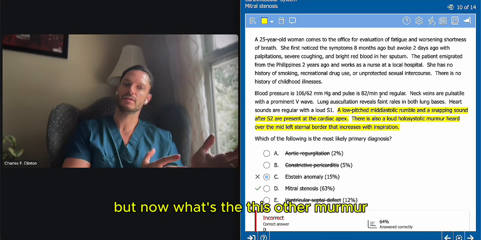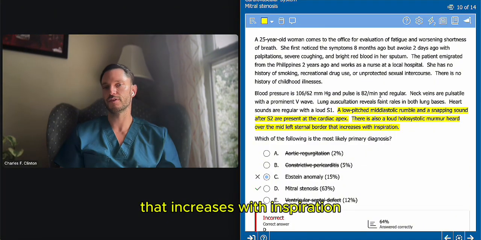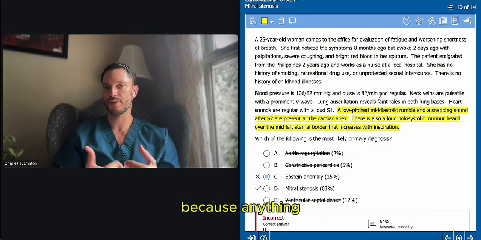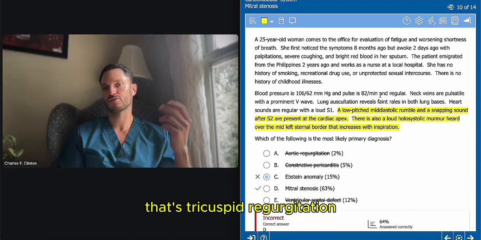Okay, but now what's this other murmur? Loud hollow systolic murmur over the mid-left sternal border that increases with inspiration. I knew this was the right side of the heart because anything that increases with inspiration is usually right-sided valves. And hollow systolic murmur in that area, that's tricuspid regurgitation.